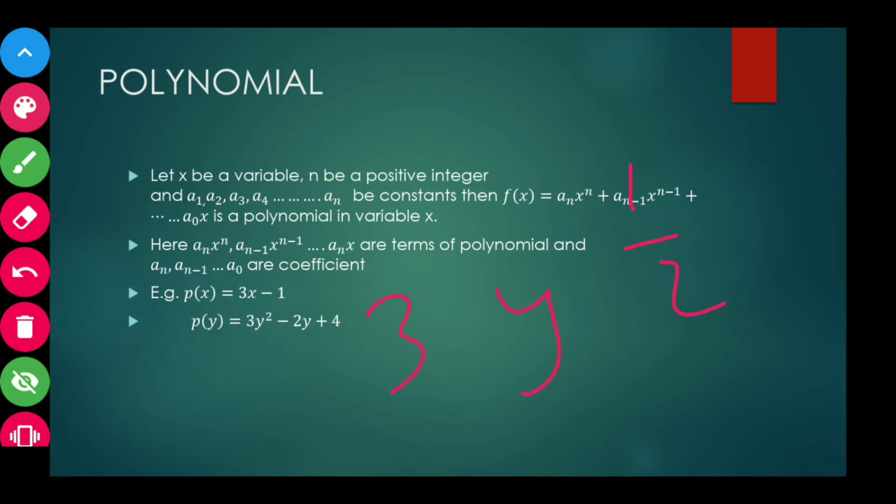So which is a polynomial? For a sum of terms to be a polynomial, it must be a combination of some coefficients and variables, and the power of the variable should be a positive integer. It cannot be fractional, it cannot be negative.